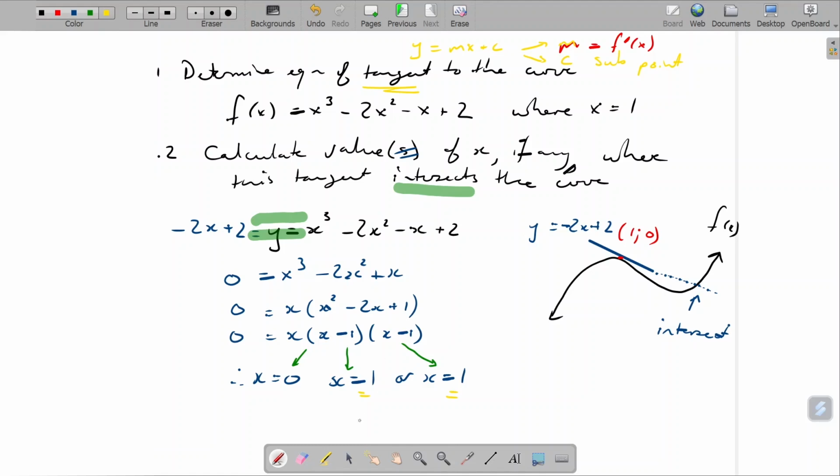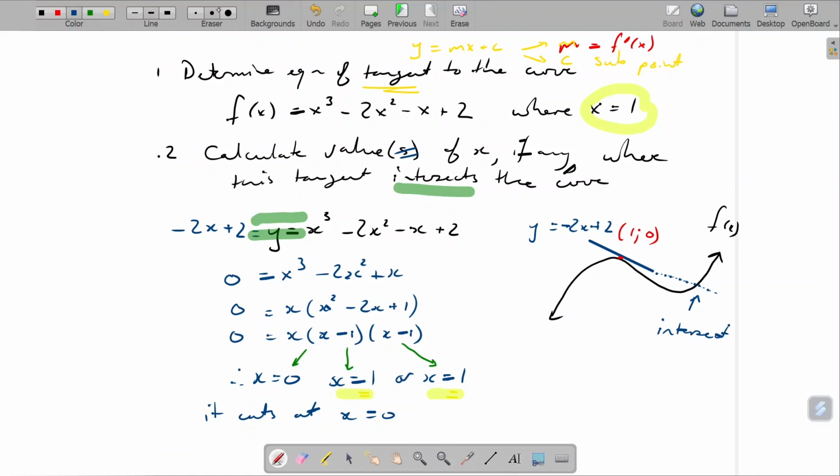Okay, these two are linked to the question. So therefore, this third value here, x equals naught, is the answer to the question we're actually being asked to find here, because it's a new value. Okay, we haven't had this value before, so therefore it cuts at x equals naught.